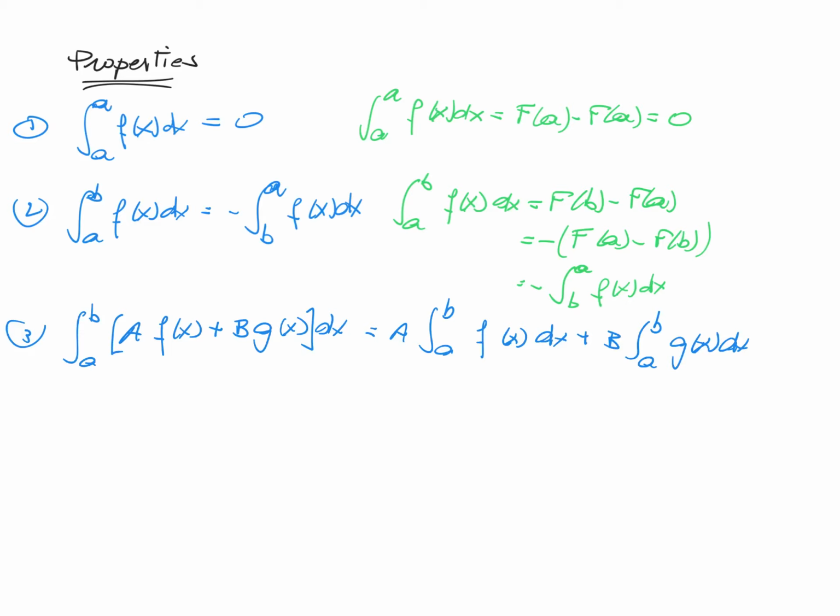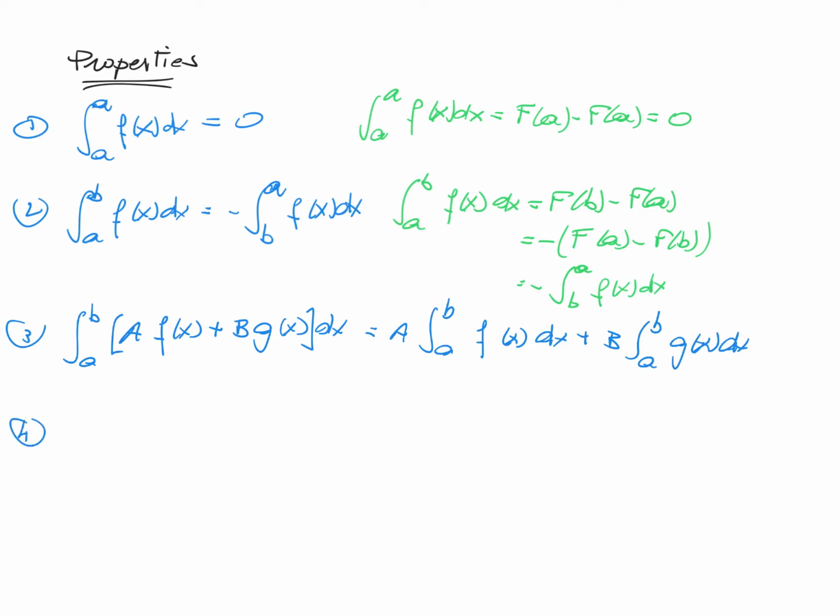So here, if we have a multiplication with a constant, we can take the constant out of the integral, and also the integral of a sum is equal to the sum of the integrals. You can again verify this using the formulation.